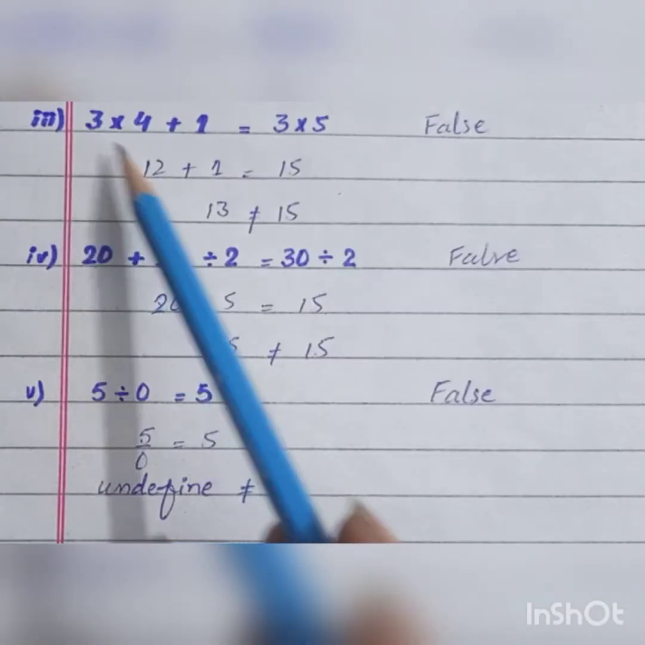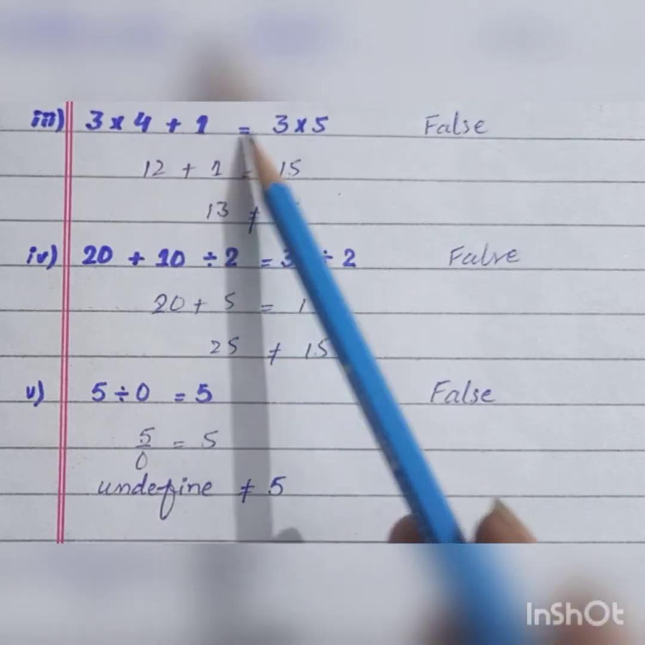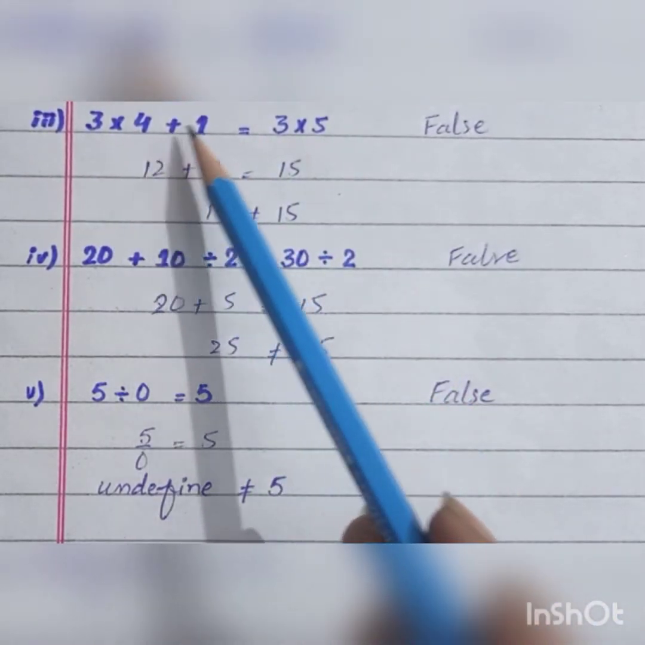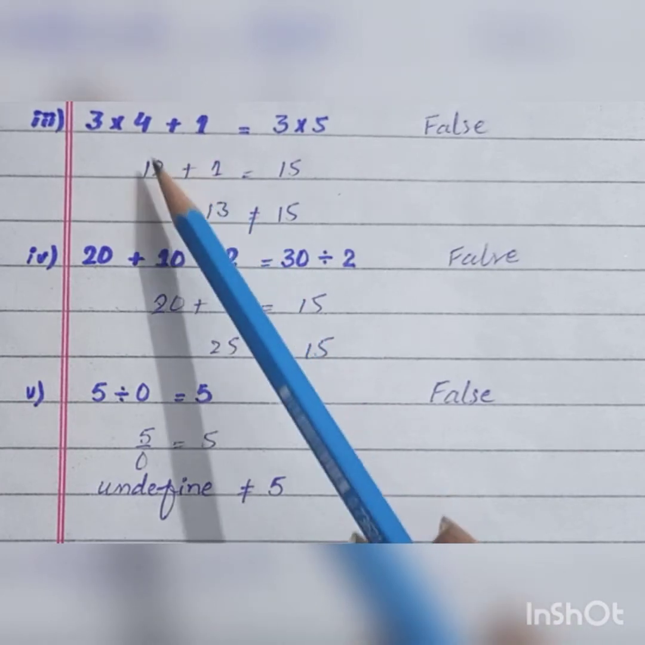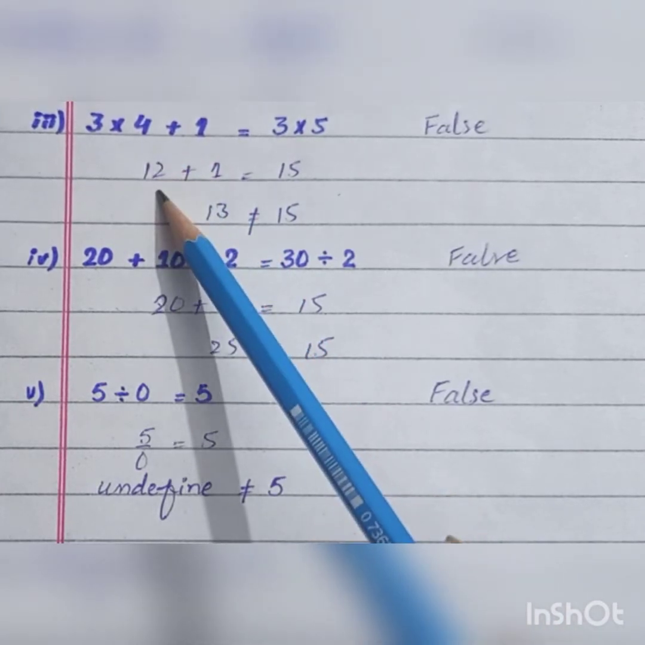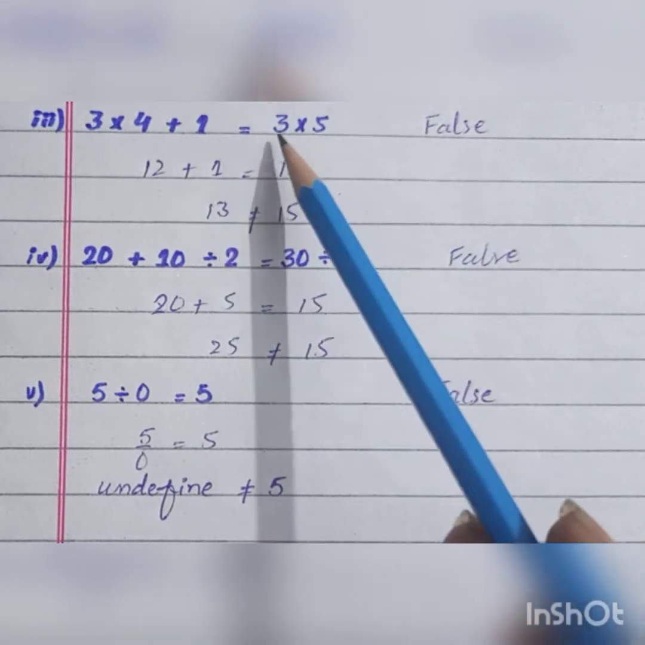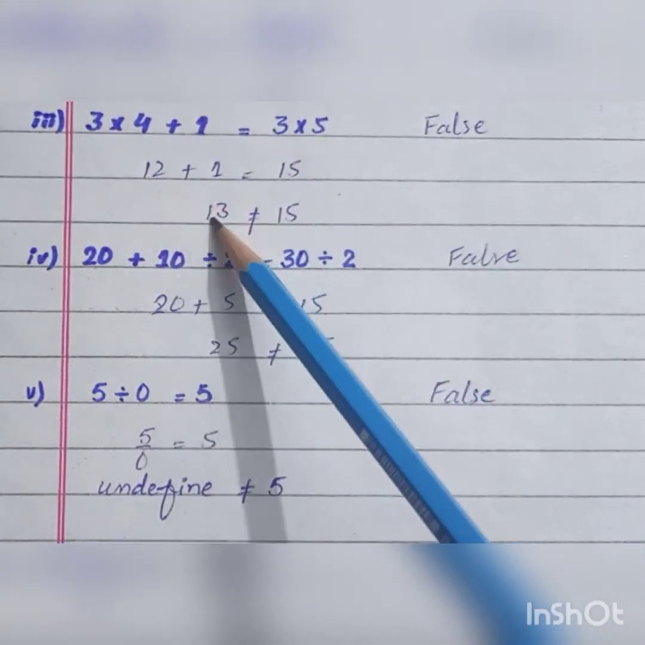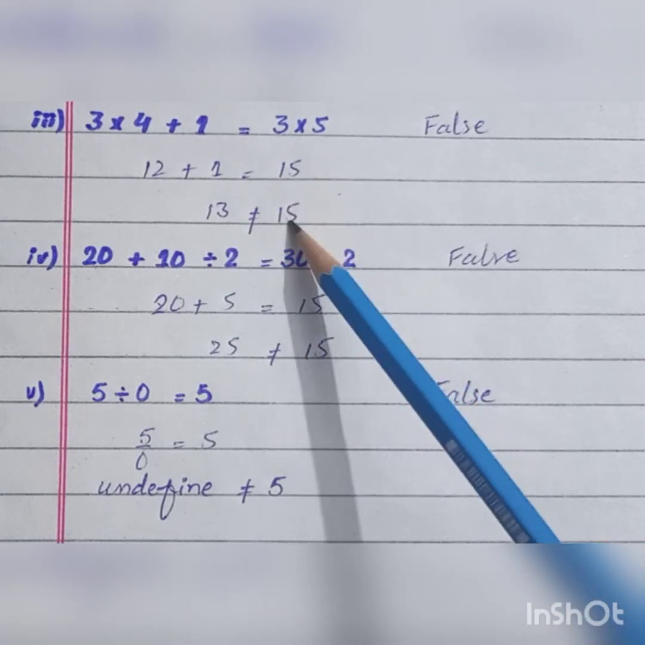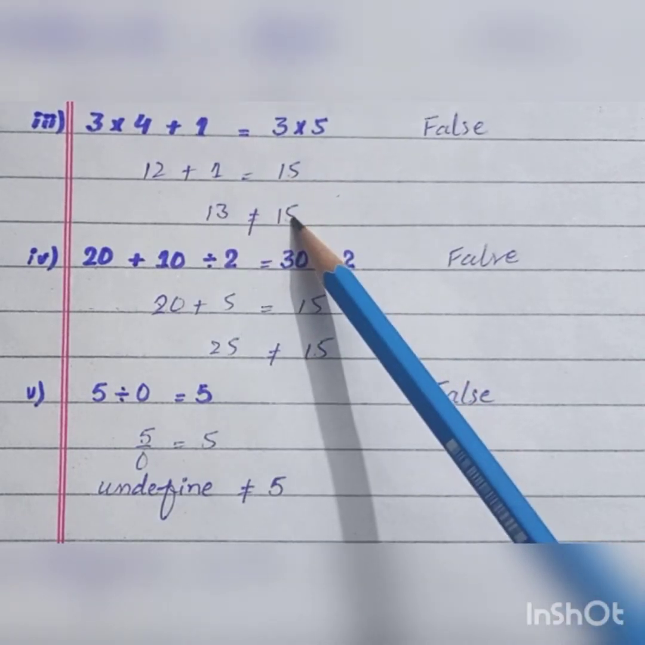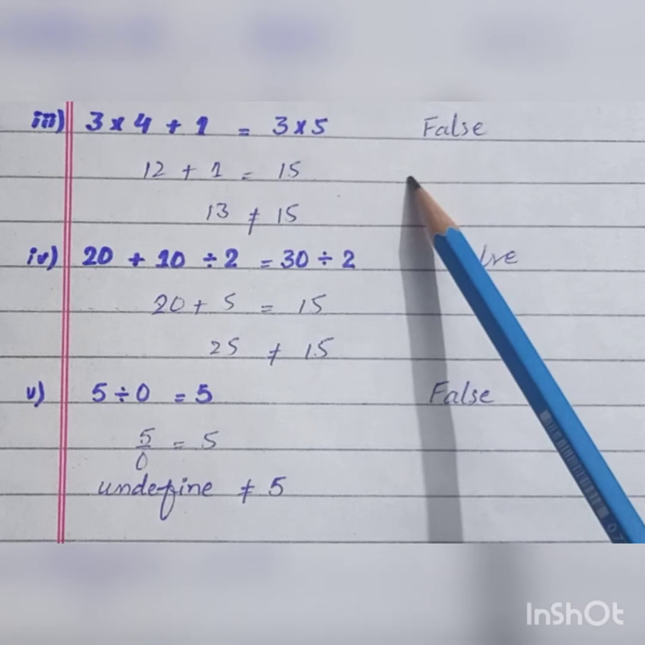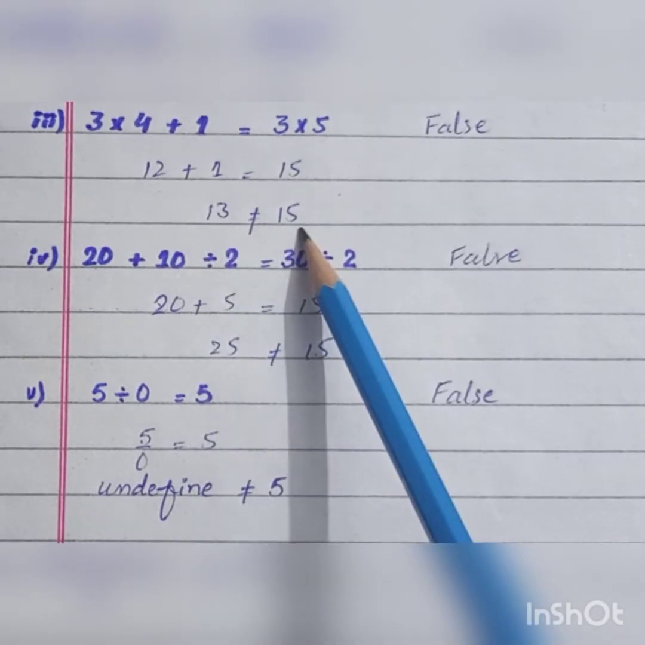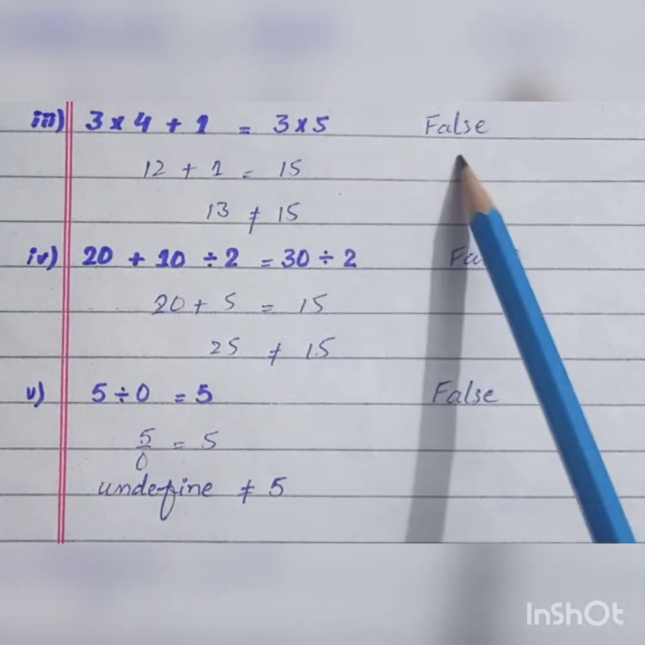Now to part number 3, which is 3 multiplied by 4 plus 1 is equal to 3 multiplied by 5. We will multiply the values and then add 1 to it. 3 multiplied by 4 is equal to 12 plus 1 as it is. And if we multiply 3 by 5, the answer is 15. 12 plus 1 is equal to 13 and 15 as it is. We can see that both of these numbers are not equal, which means that the above statement is false. We can see that 13 and 15 are not equal, which means that this statement is false.